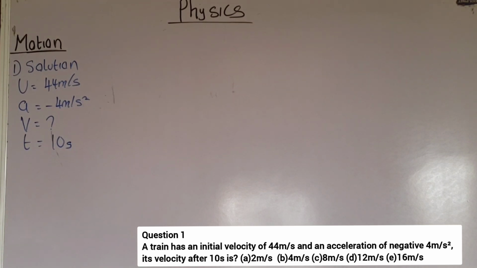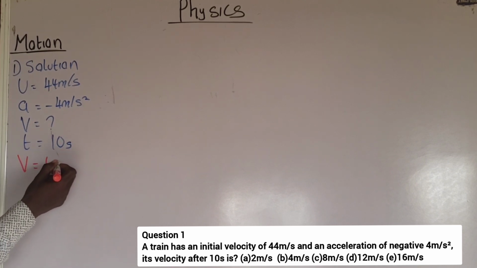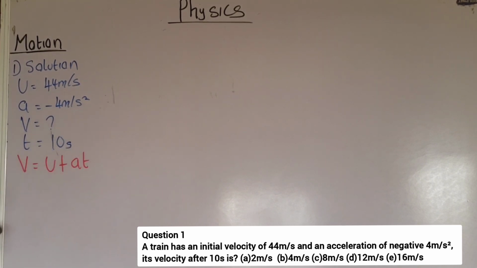Here, we are going to make use of the first equation of uniformly accelerated motion, which is v equals u plus at. How do I know that we are going to make use of this equation? The reason is that with respect to the parameters that were given and the parameter that I'm asked to calculate, this is the formula that is suitable. So let us substitute the parameters into this formula to get the value of v, the velocity that we are looking for.